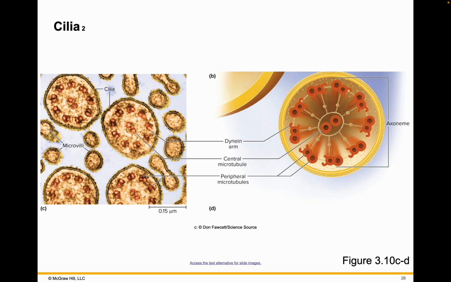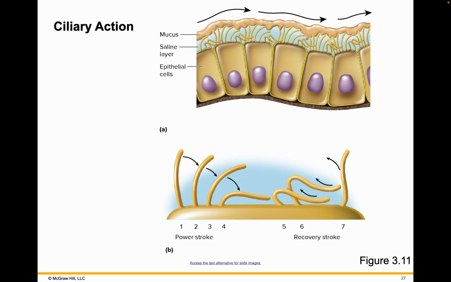Here is the cross section. And so here's what we get. We move mucus, for example, up the respiratory tract until we get rid of it, and then that individual cilia gives you the power stroke and the recovery stroke.